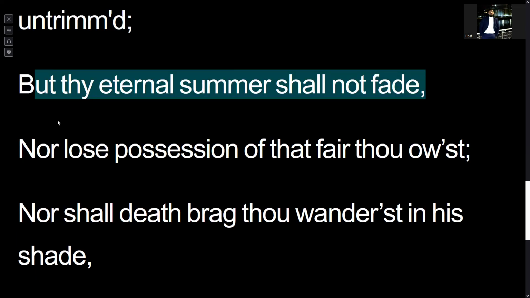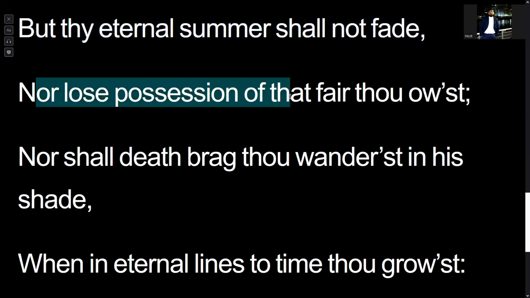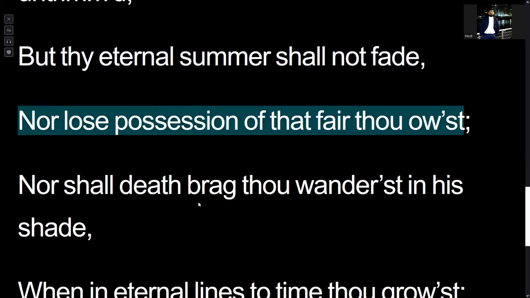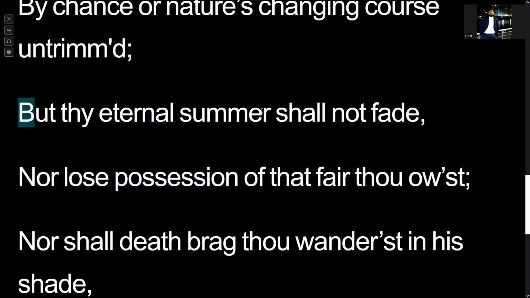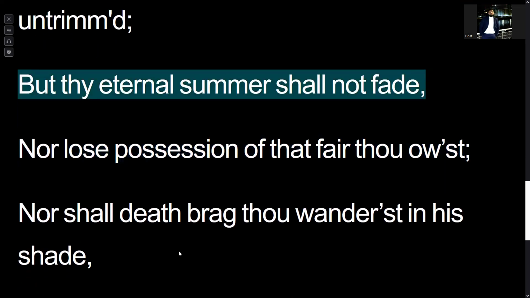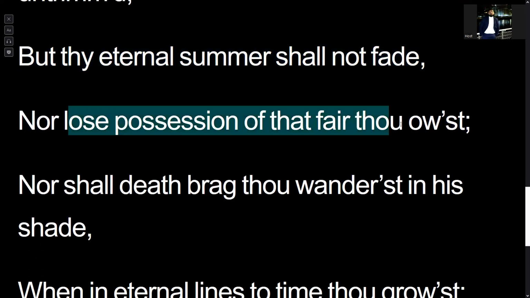Now he's not gonna stop there, but he's gonna keep going: "nor lose possession of that fair thou owest." Okay, so this one is again adding to what he's just said. Nor lose possession, you're not gonna ever lose. Possession means ownership. You're never gonna lose that fair, that beauty thou owest, that you have, that you own. So your looks are not gonna fade. Your eternal summer is not gonna fade. It means your eternal beauty and life is not gonna fade. You're gonna live forever, and your looks are not gonna fade.